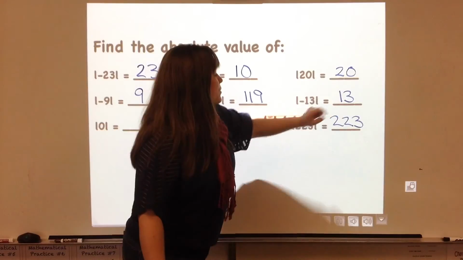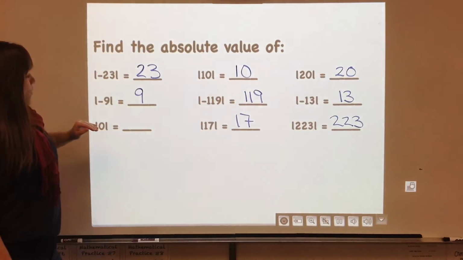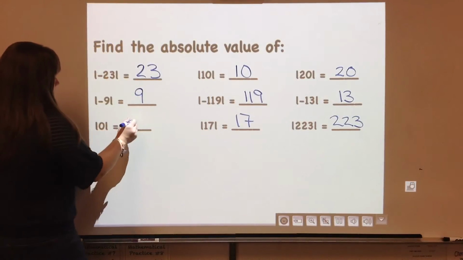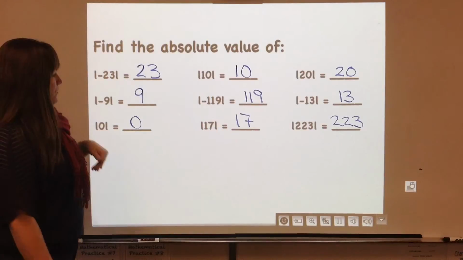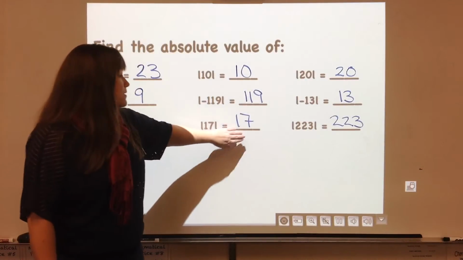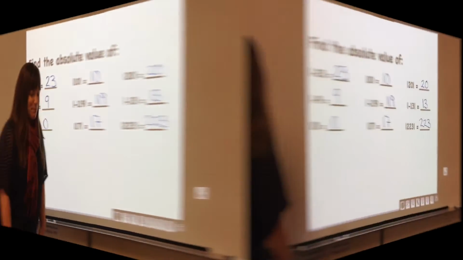-13, its absolute value is 13. I left this one blank on purpose. When you're dealing with distance and you are at 0, the absolute value can be 0. So that one was, I think, the trickiest one of the bunch. Absolute value of 17, 17, and absolute value of 223, 223.